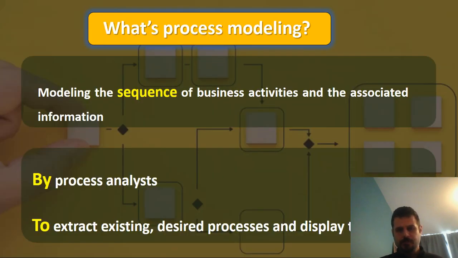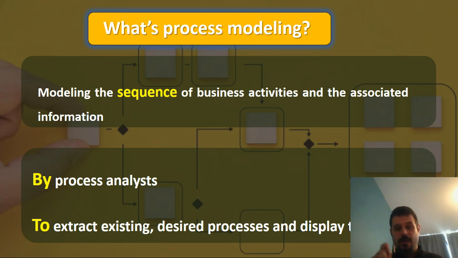But what's a process model? Process modeling is modeling the sequence, consider the sequence. If you don't know about the process definition, you must watch our video about BPM and process definition. What's the process and BPM? It's very important to know. One of our five conditions is sequence. Modeling the sequence of business activities and the associated information.